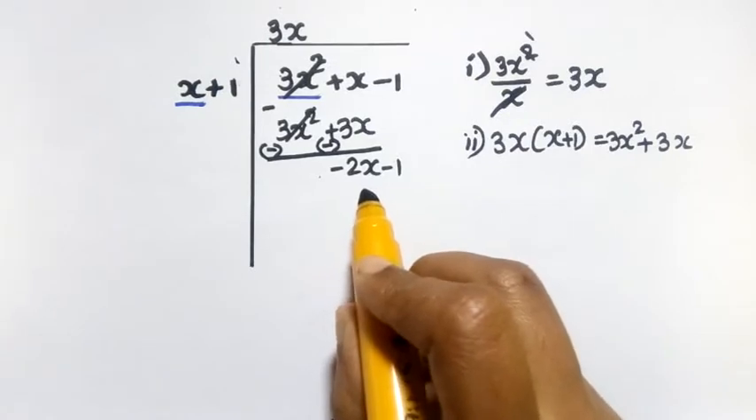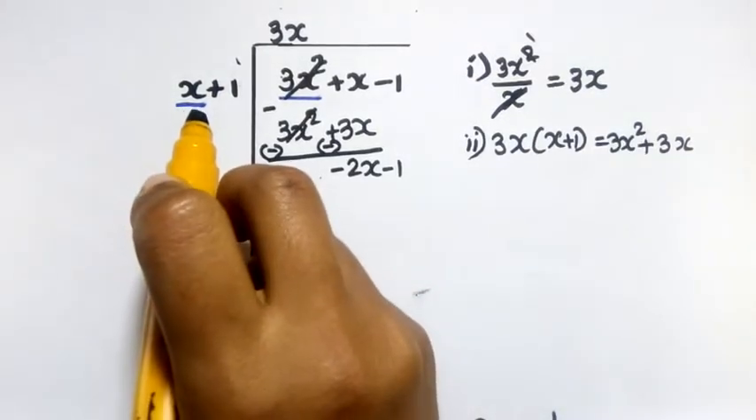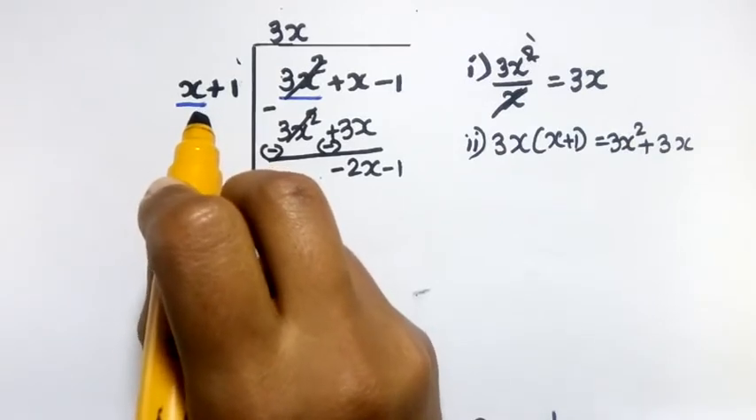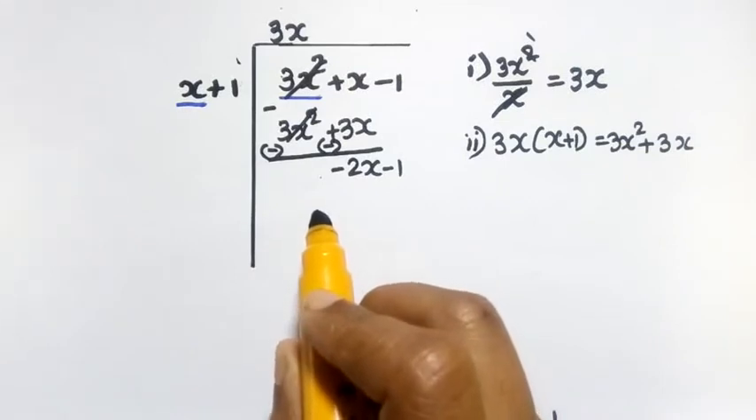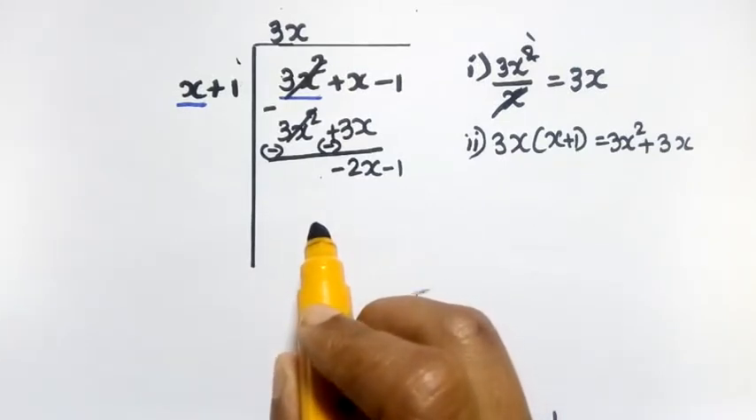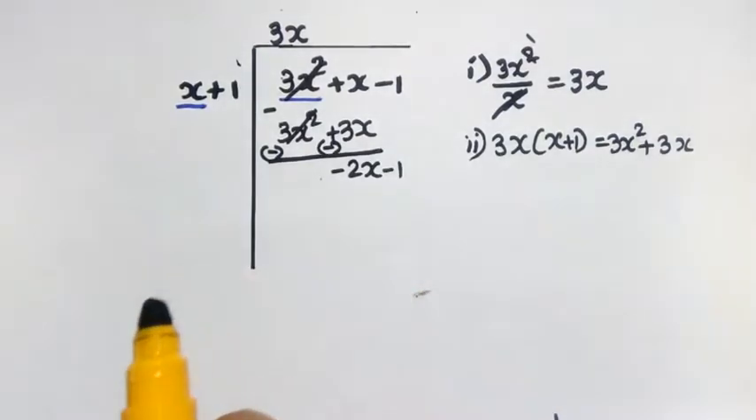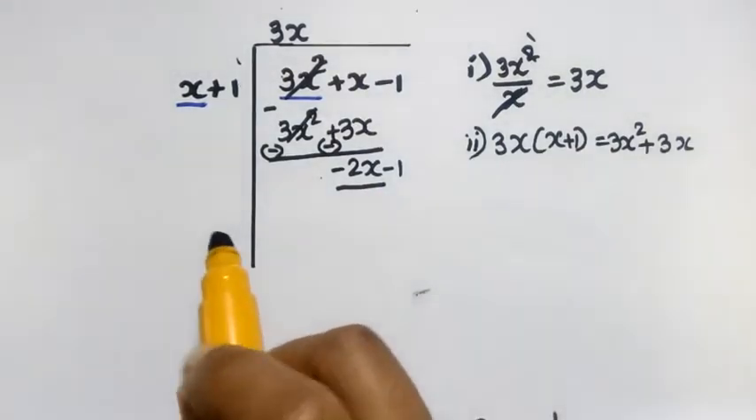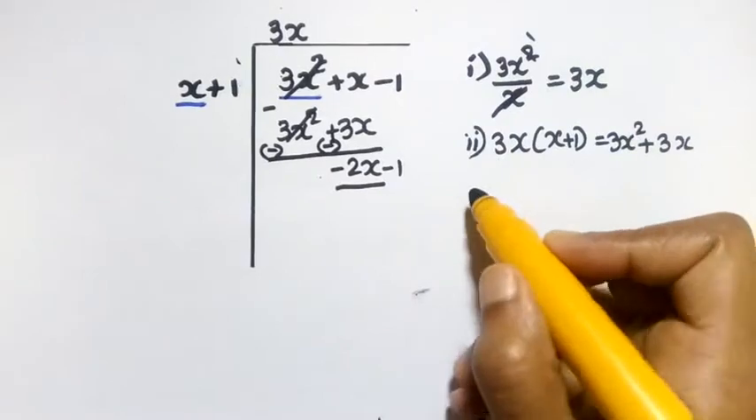Now, this remainder is treated as the new dividend. The divisor will remain the same. Next, we will continue the step we did at first for getting the next term of the quotient. That is, next we are going to divide the first term of the new dividend, minus 2x, by the first term of the divisor.